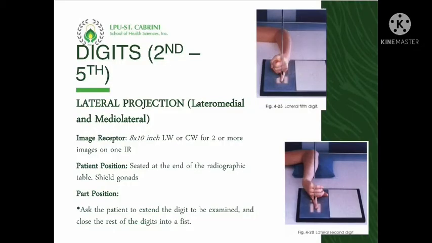Next up is the lateral projection for second to fifth digits. It has two specific projections, the lateromedial and mediolateral, depending on which digit is to be examined. The IR used and patient position is the same as a PA projection. As for the part position, ask the patient to extend the affected digit and close the rest into a fist.